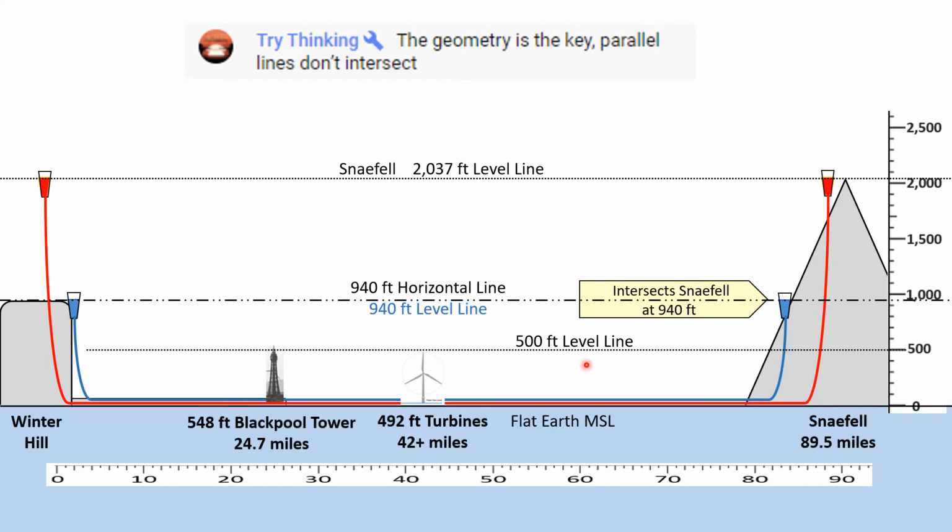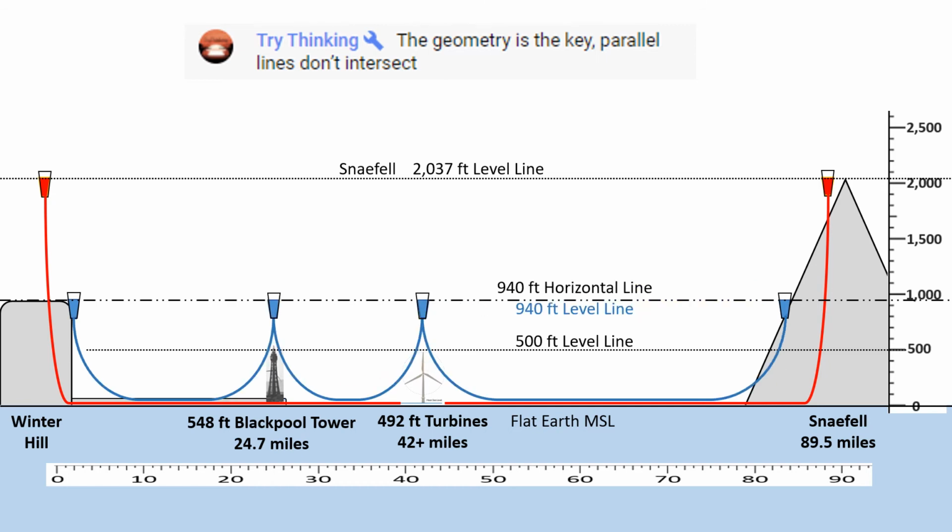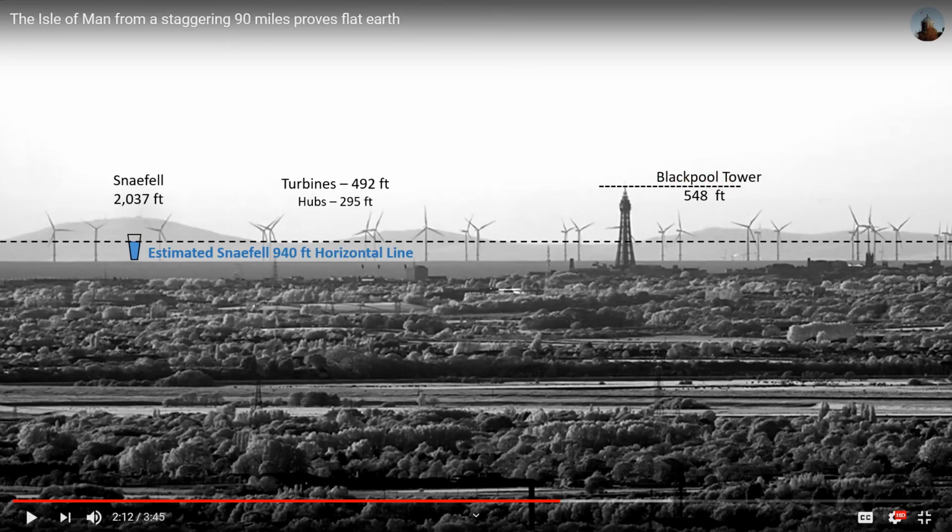So here's the 500-foot level line. Blackpool Tower is a little bit higher and the wind turbines are a little bit lower. So let's add two more water levels to this 940-foot line here. We have one above Blackpool Tower and one above the turbines. So again, the total height of Blackpool Tower is about 548 feet. So I'm going to use this scale cutout on top of Blackpool Tower. That gives me a total height of about 1,100 feet. So at Blackpool Tower's location, I could make an estimation that 940 feet is somewhere up here.